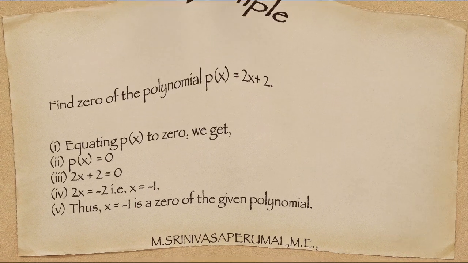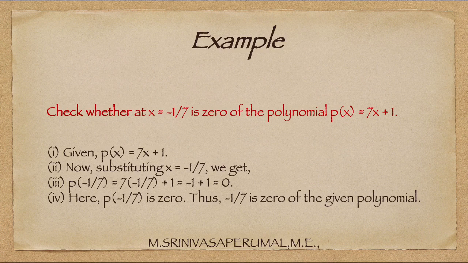The next one. We need to check whether x is equal to minus 1 by 7 is a zero of the polynomial or not. The polynomial is 7x plus 1. Just substitute the value of x in the given equation, minus 1 by 7. Just replacing, finally we get 0. So the given value is a zero of the polynomial.